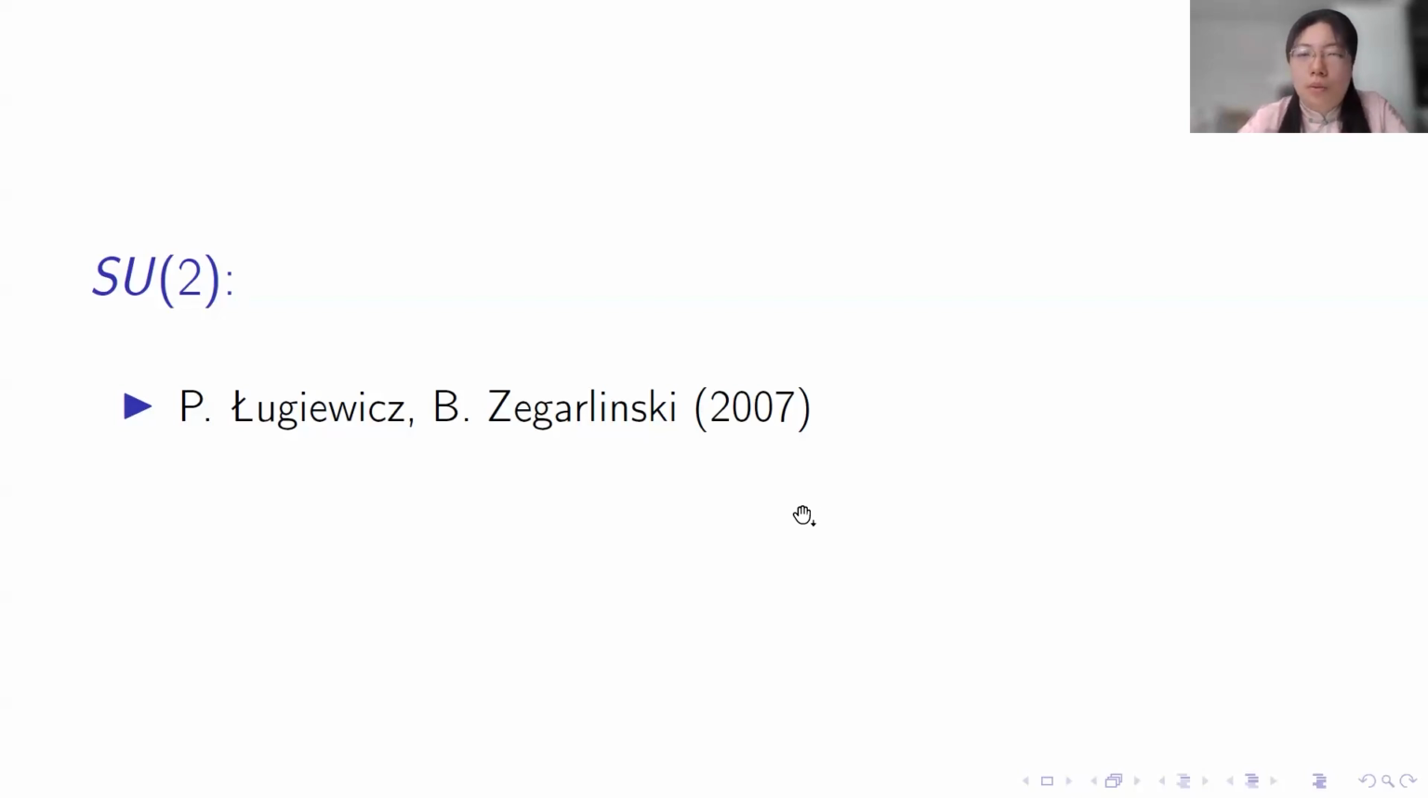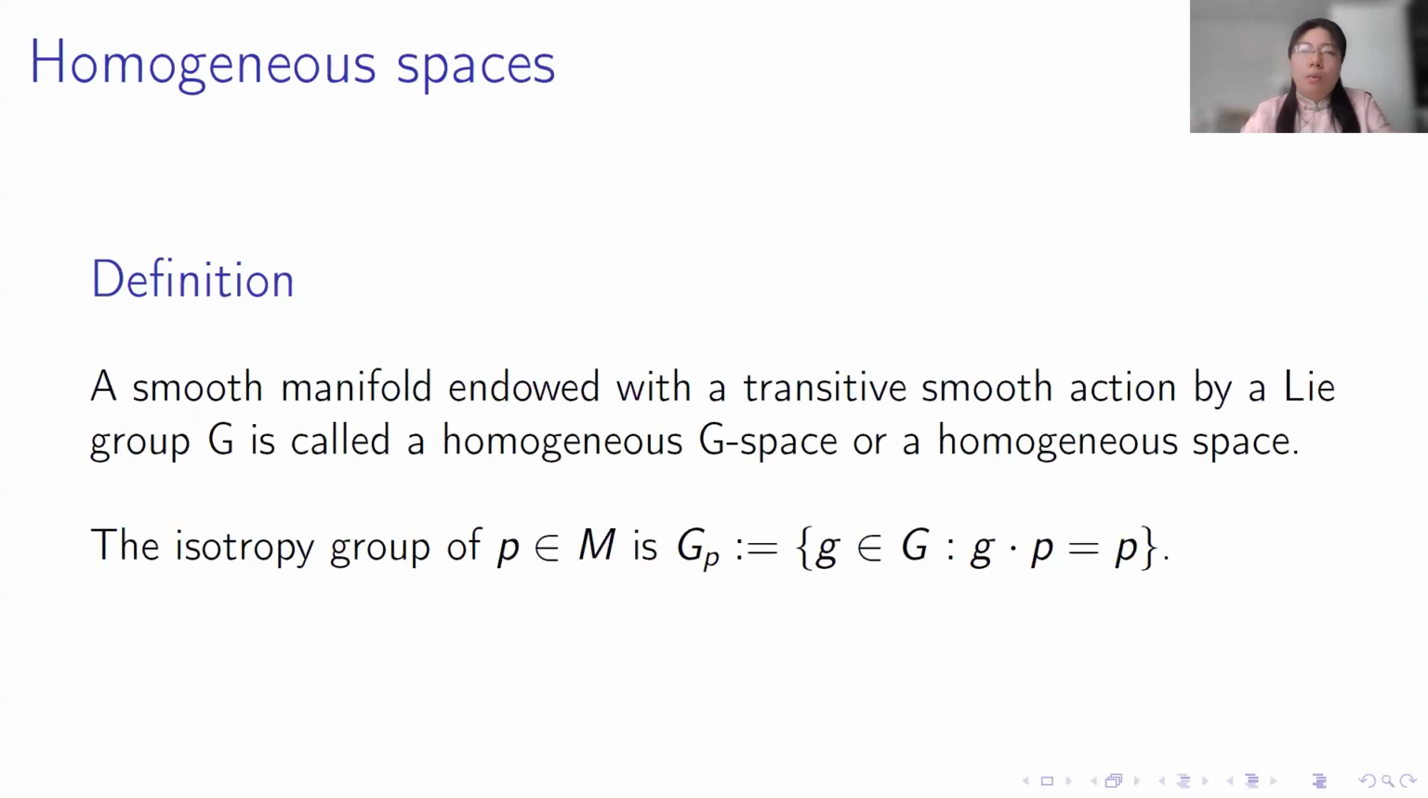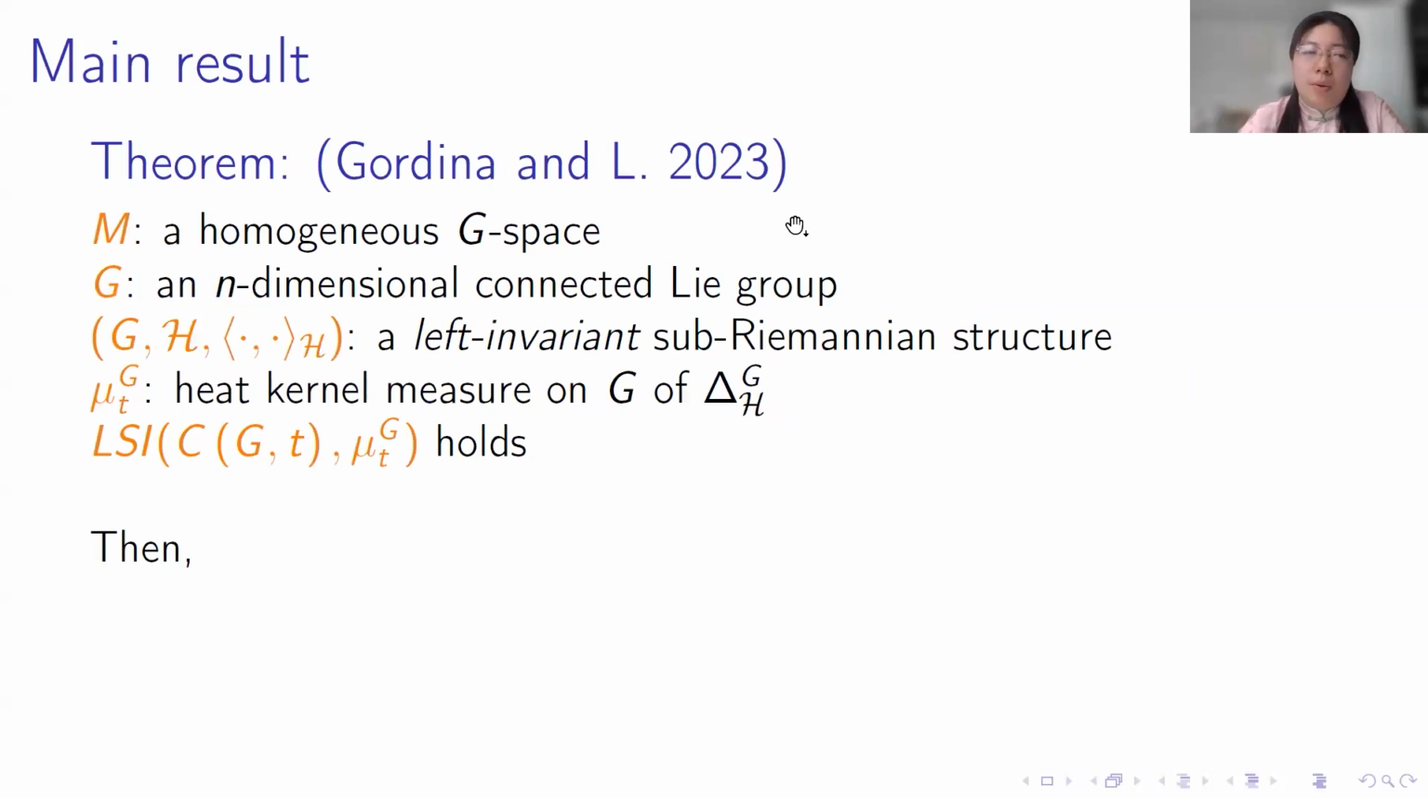So what do we need to do? And this is what we did so far. We considered a class of sub-Riemannian manifolds with nice symmetry, and this is the homogeneous spaces. And here is our main result. Given a homogeneous space M, let G be a connected Lie group acting transitively on the sub-Riemannian manifold M. Here, G has a left invariant sub-Riemannian structure.